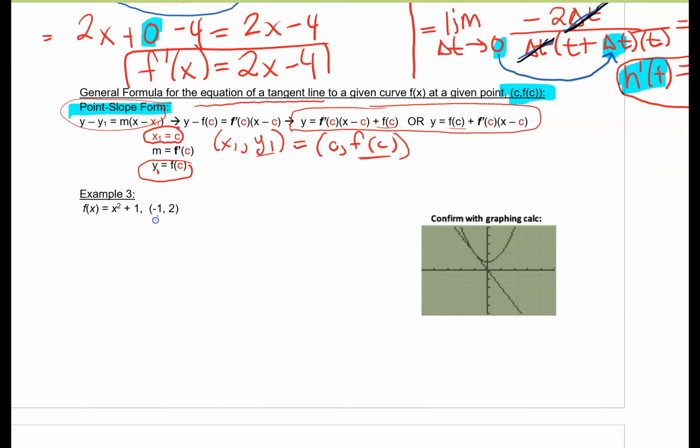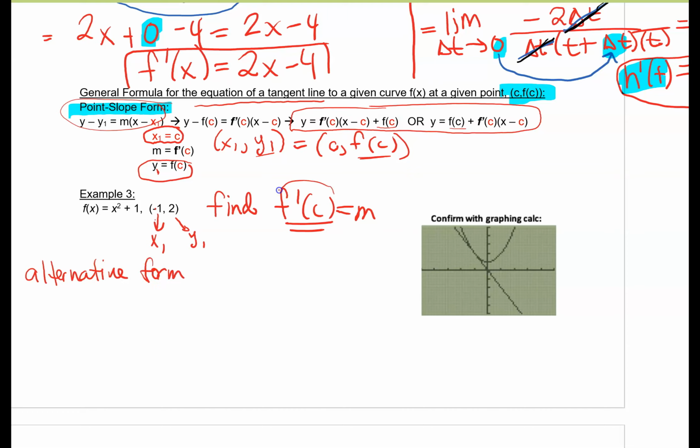So like in this case, for example, this is x1 and y1, or c and f of c. What I need to find, though, is f prime of c. That will be my slope from point slope form. Now, I'm going to let you use the third alternative form for a derivative for this one because it's easier when finding a derivative at a particular point.